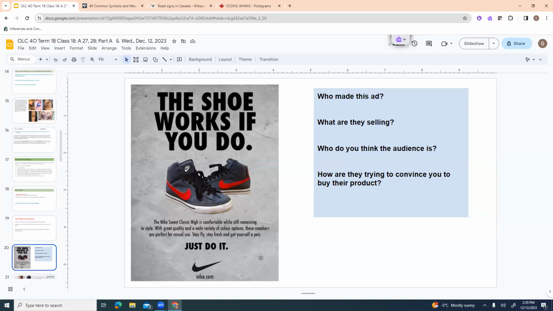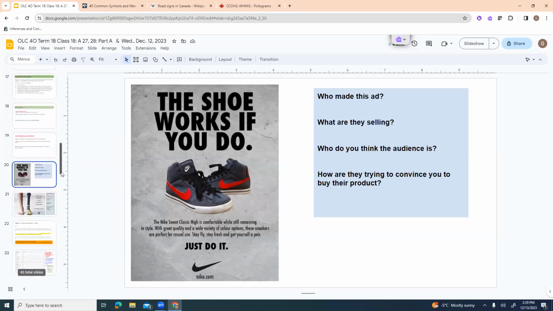How are they trying to convince you to buy their product? It's got great quality. It's got a wide variety of color options. They're perfect for casual use because sometimes Nike is really geared upscale and can be quite expensive, right? So maybe these ones are also a little bit more affordable. I don't know. So they have a lot of ways they're trying to get you to be interested in this and get you to want to buy these.